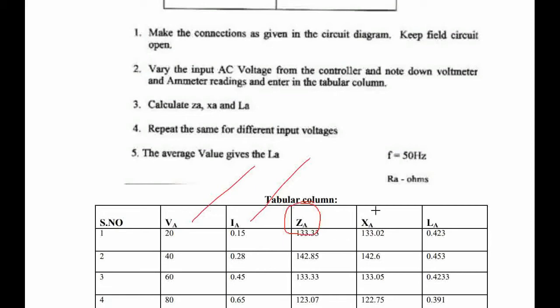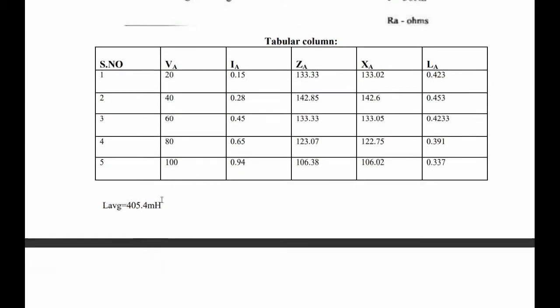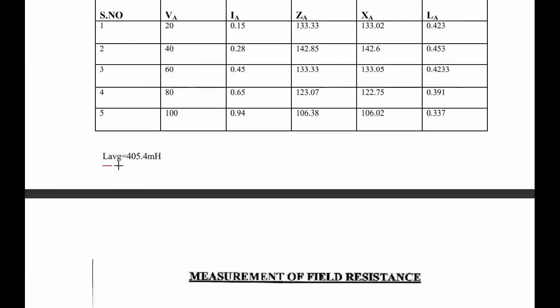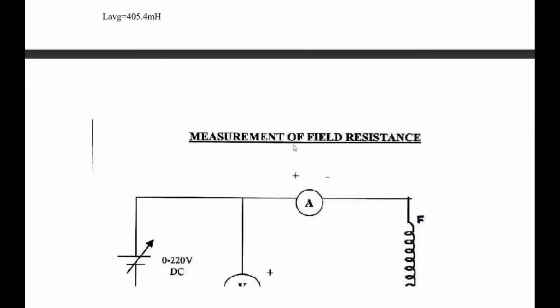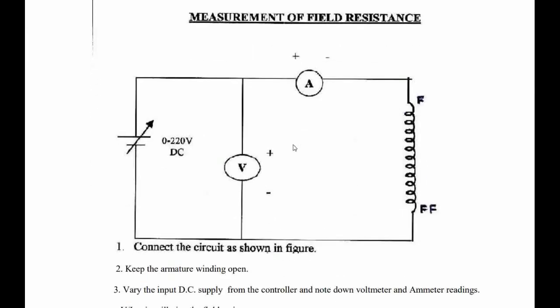Finally, with the help of the formula we determine XA, that is the armature reactance: XA is equal to 2 pi F LA. So find out the average value of LA. So this is an ELD value. It is calculated as an average inductance value of 405.4 millihenry.